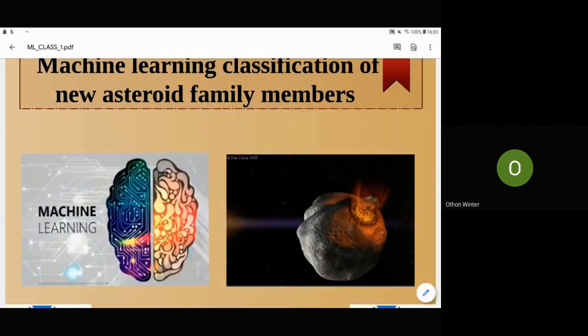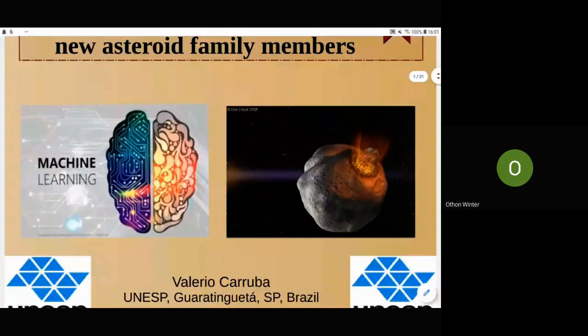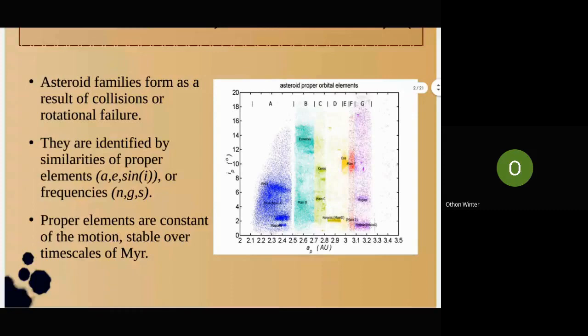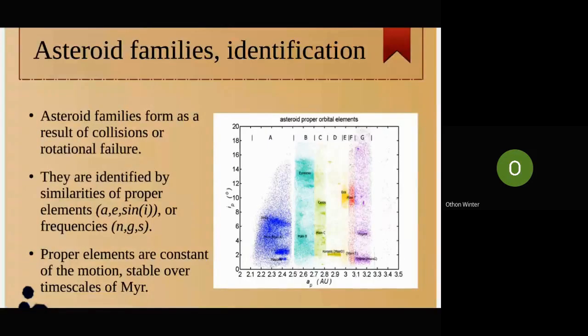So this talk is about a new method for classification of asteroid family members, or more exactly, a way to find new members of asteroid families, knowing what the old members are. So what are asteroid families for people that are not working in the field? Asteroid families form as a result of collision or rotational failure of a parent body. And they are identified by similarity of proper elements like semi-major axis, eccentricity, or sine of inclination, or proper frequencies like the mean motion, the precession frequencies of pericenter or nodes.